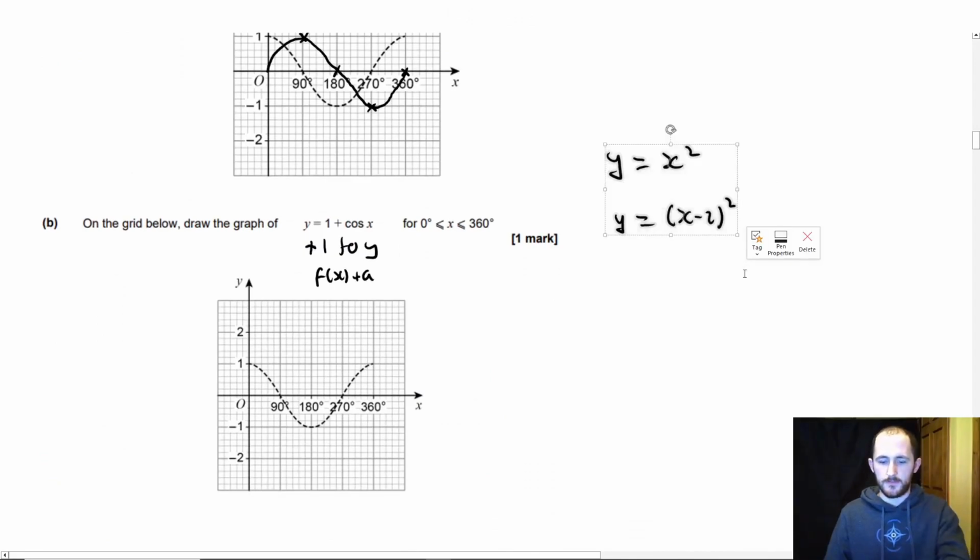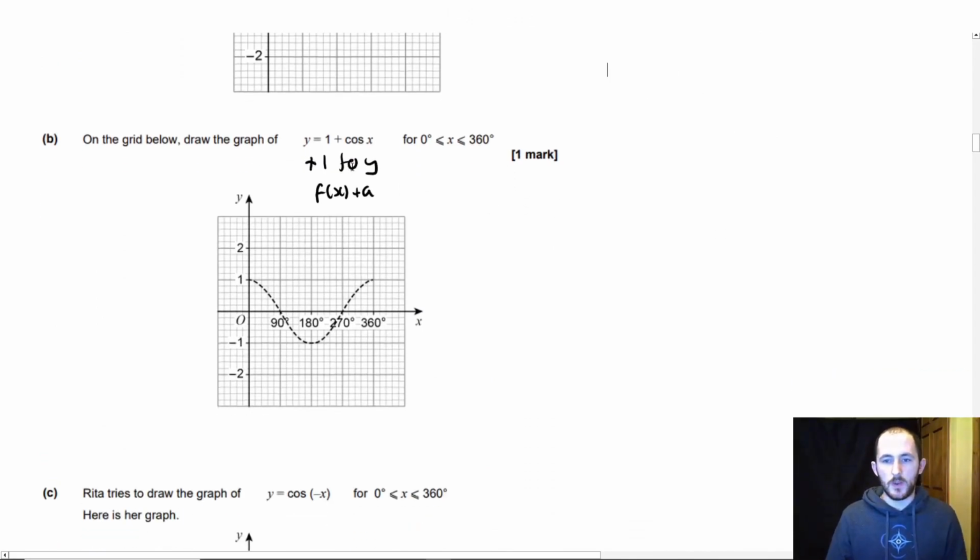So we can get rid of that for a second. So adding 1 to y, this is quite easy. All we're doing is moving everything up. So this coordinate here is 0, 1. Well, now it's going to be 0, 2. This coordinate here is 90, 0. So now it's 90, 1. 180, minus 1 now becomes 180, 0. 270, 0 now becomes 270, 1. 360, 1 becomes 360, 2. So again, it looks exactly the same.